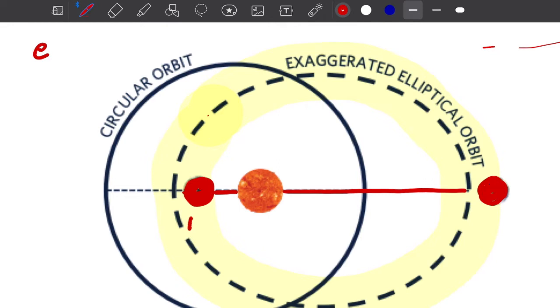This position is called perihelion. And the position when a planet is at the farthest distance from the Sun is called aphelion.